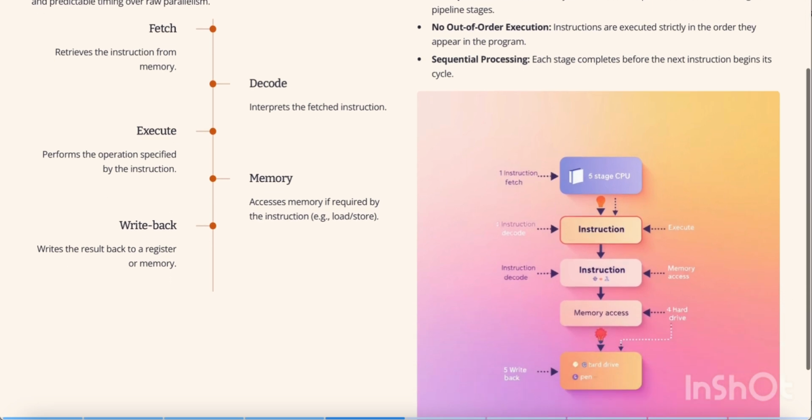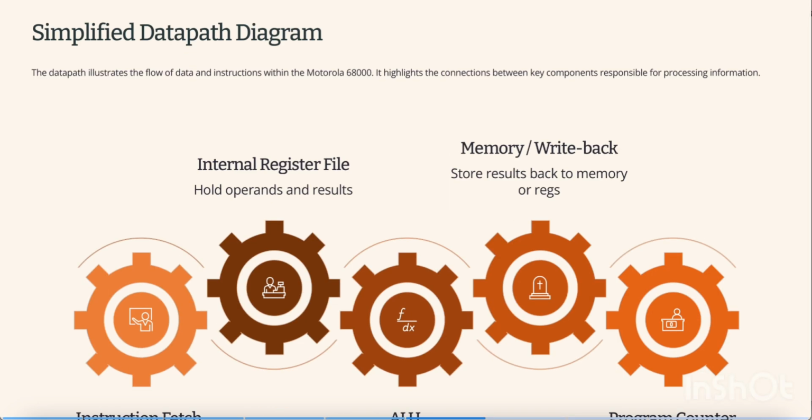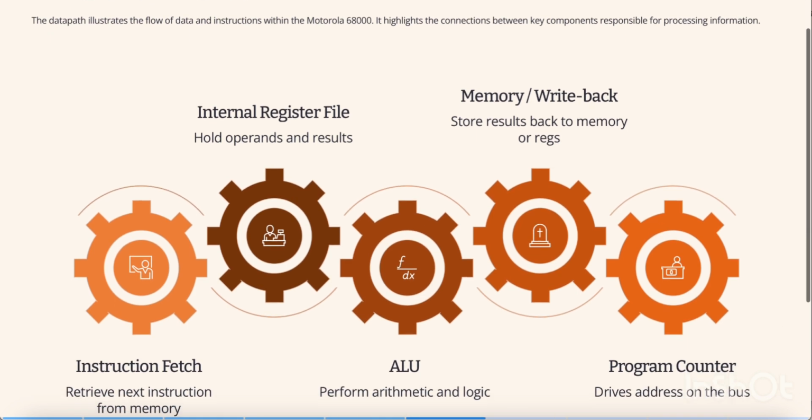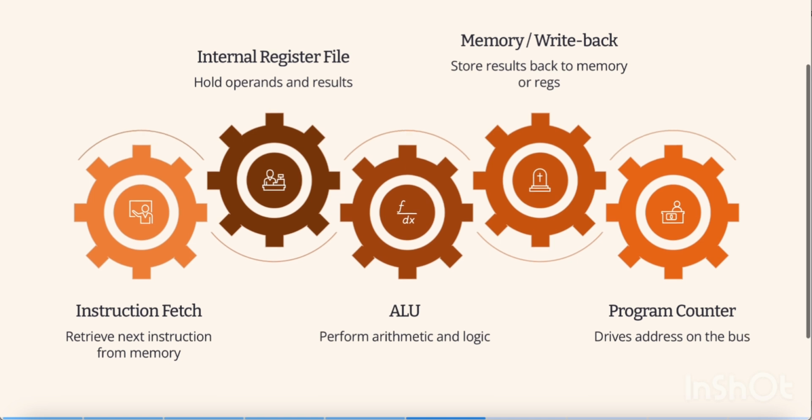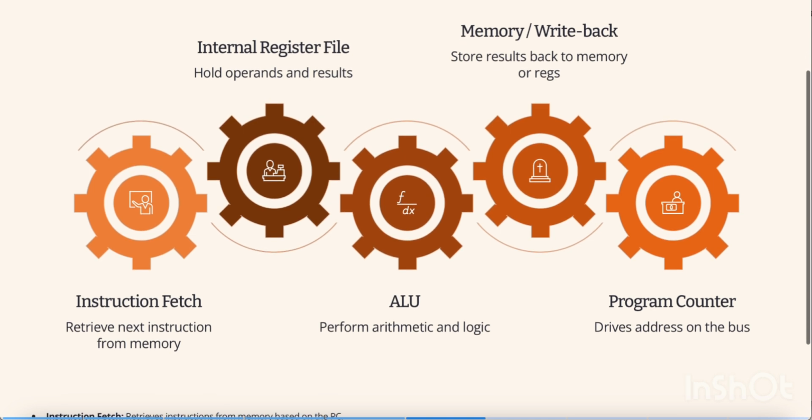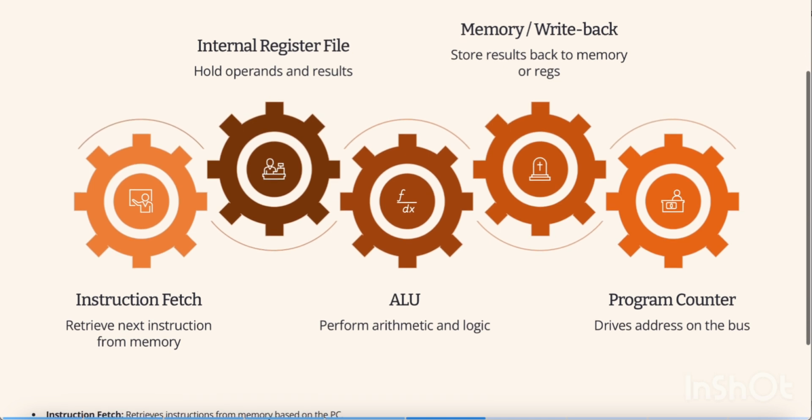Alright, then we have the simplified data path diagram. The data path illustrates the flow of data and instructions within the processor. So, firstly, there is instruction fetch, then there is internal register file, then there is ALU, then there is memory write back, and then there is program counter.